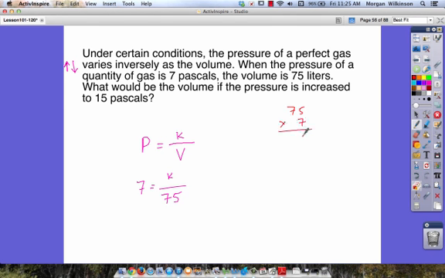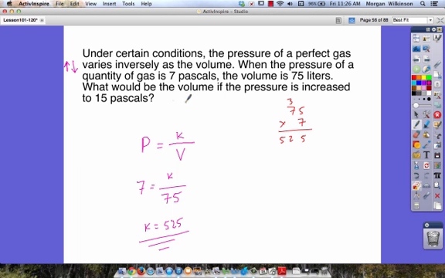7 times 5 is 35. 7 times 7 is 49, plus 3 more must give us 52. So we've got 525. K, our constant of proportionality, must equal 525. Now that's an important piece. It's not our answer, but it tells us what our constant is so we can solve for the next piece.